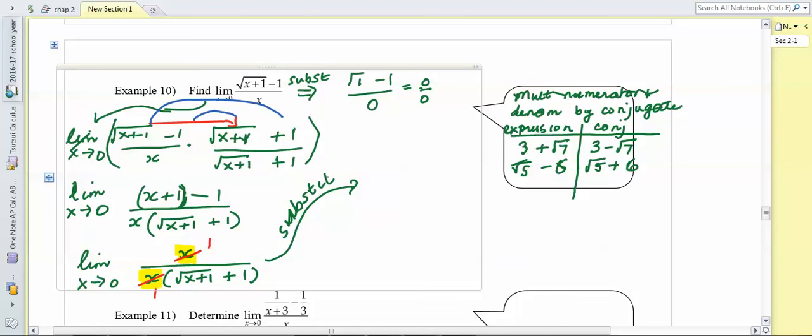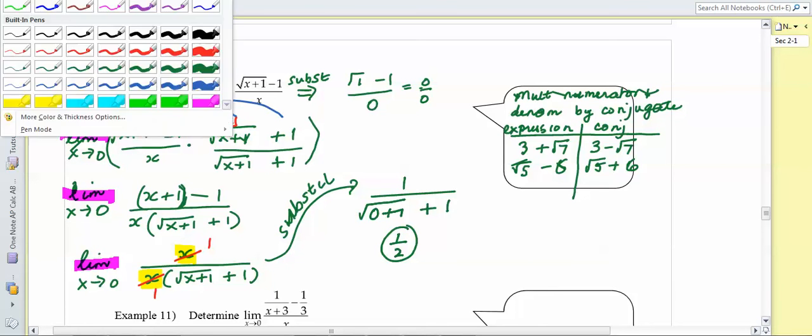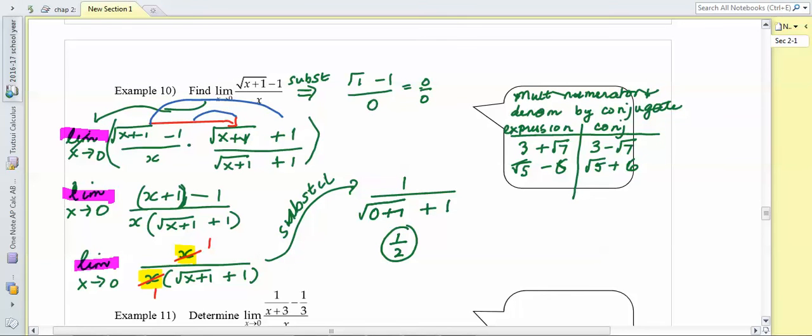And so now I'm going to substitute. When I substitute x is 0, I've got 1 over the square root of 0 plus 1, and then plus 1. And all that turns out to be 1 over 2, and that is my limit. Notice I use the limit notation all the time until I actually do my substitution and find the actual limit, and then I don't write the limit as x goes to, because I'm actually now finding what that limit is.